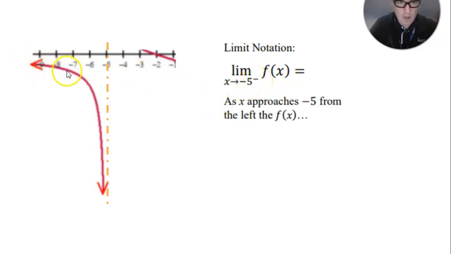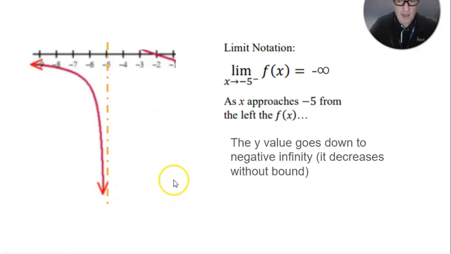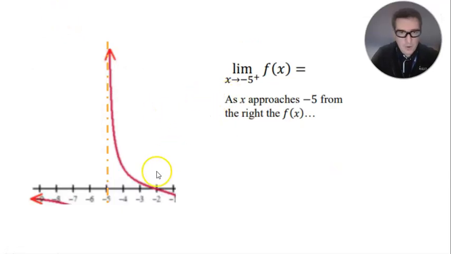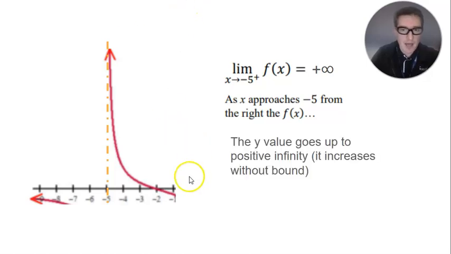Well, I go along my function, and as I approach -5 from the left, I'm noticing that my function is ever and ever decreasing to -infinity. The y value goes down to -infinity. It's decreasing without bound. But when I approach -5 from the right side, that's what that little plus means, you're going to notice that my function, as I get closer to the asymptote, is actually going up to +infinity. As the y value goes up to +infinity, it's increasing without bound.